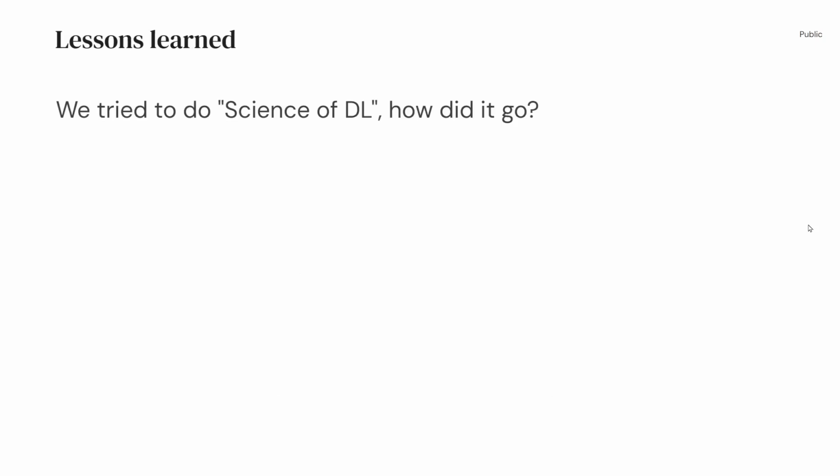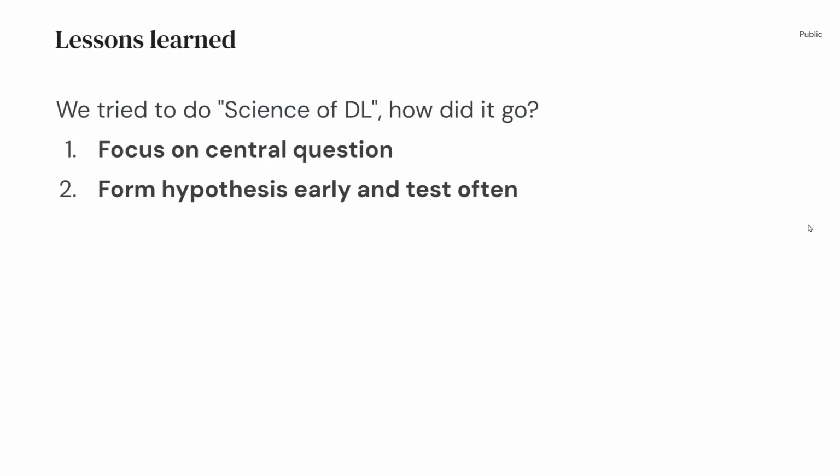So yeah, we tried to do science of deep learning. How did it go? So I guess one important thing was there were just a lot of tangents and a lot of rabbit holes. So it was pretty important to focus on the central question. It's easy to say, but it's difficult to actually form your hypothesis and make the predictions before you run the experiments. It took a lot longer than we thought.